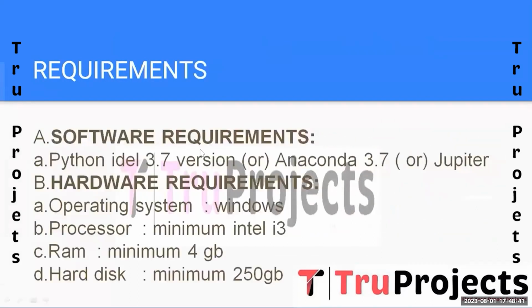These are the basic requirements needed to build this project. The software requirements are Python IDLE version 3.7, Anaconda version 3.7 or Jupyter Notebook. Hardware requirements are Windows operating system, a processor of minimum Intel i3 and above, RAM of minimum 4 GB, and hard disk of minimum 250 GB.